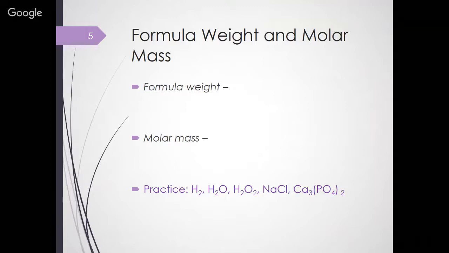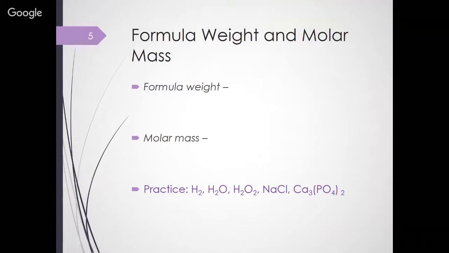For sodium chloride, the mass of sodium is 22.99. The mass of chlorine is 35.45. That gives me a mass of 58.44. Now, with a compound like this where I have parentheses, it means that I have to distribute the number by multiplying by whatever the subscript is. So 2 times 1 versus 2 times 4.